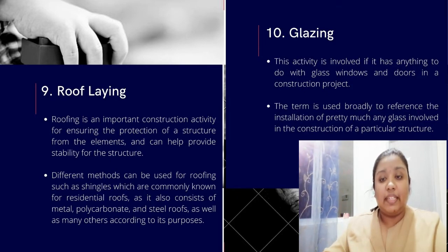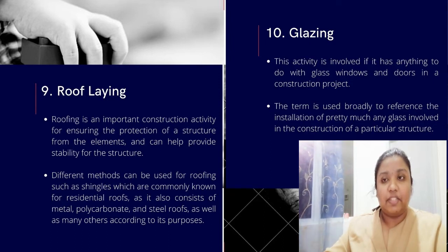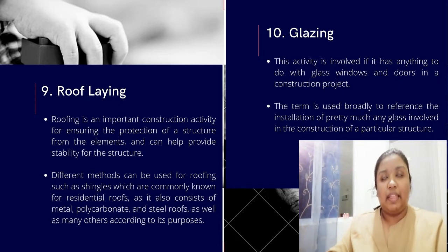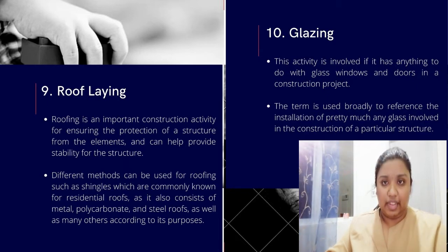Okay, so different methods can be used for roofing, such as shingles, which are commonly known for residential roofs, as well as metal, polycarbonate and steel roofs, and many others according to their purposes. Just like our house roof, different houses, different residences, different buildings have their own methods used in roof laying, and different types of material are used.